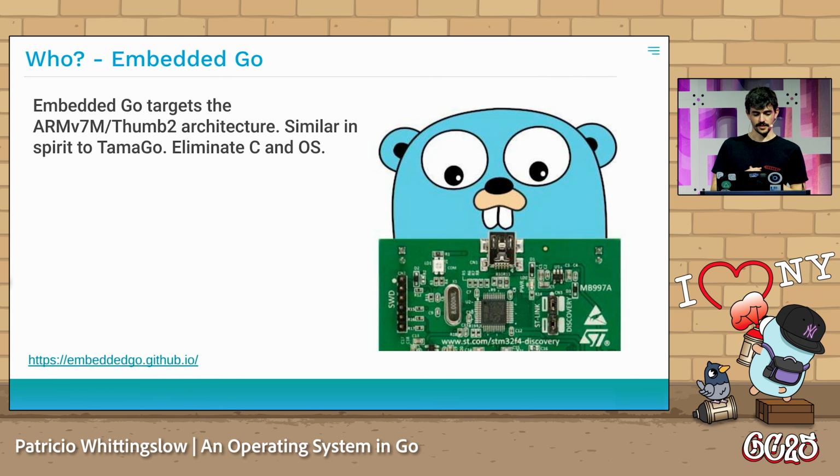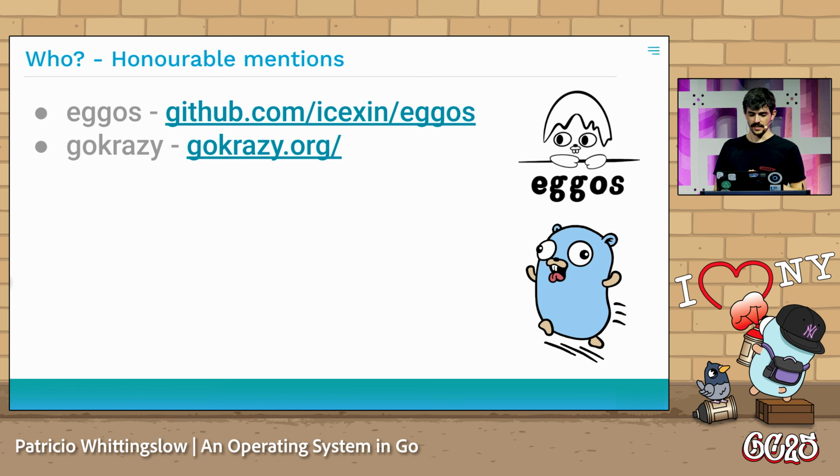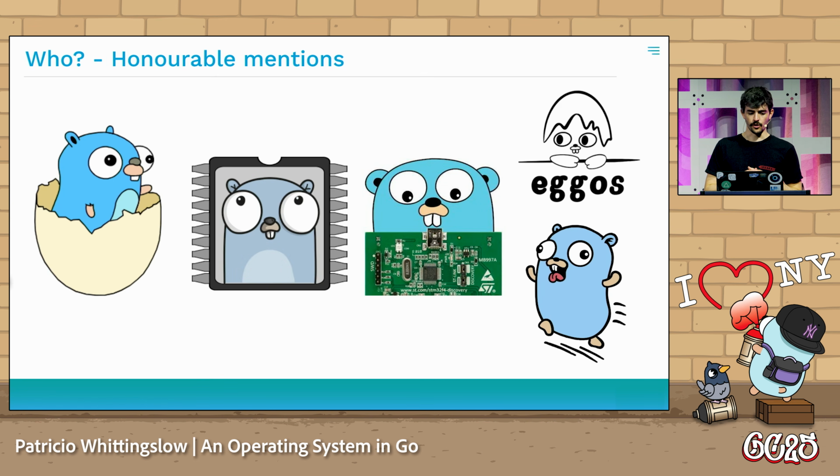This is the embedded Go project. The embedded Go project just took the Go project and stripped all the OS and C stuff, and they implemented an ARMv7-M Thumb2 compiler. Wild. And there's more. The embedded Go ecosystem is only growing. And there's a common theme among all these projects. No operating system or a heavily stripped down dependence on one.